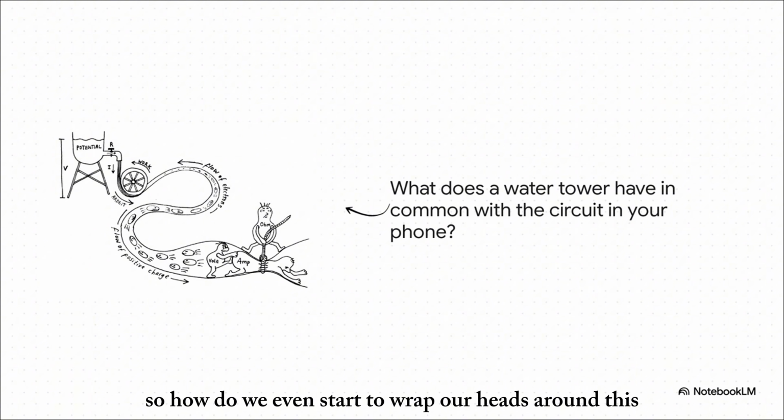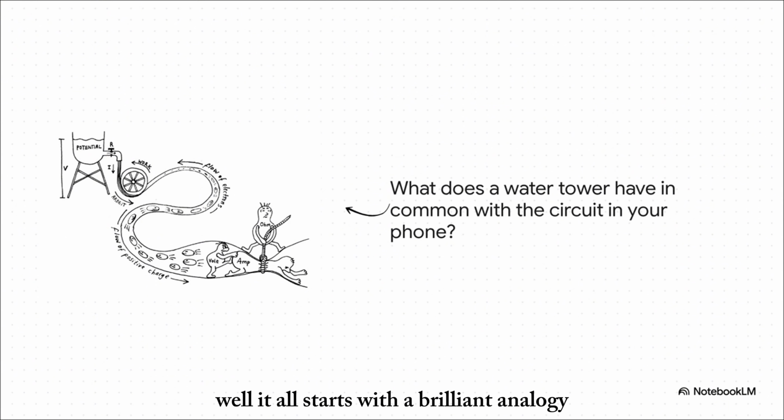So how do we even start to wrap our heads around this? Well, it all starts with a brilliant analogy. Think of electricity like water. The voltage? That's the water pressure from the tower. The current? That's how fast the water is actually flowing. And resistance? Well, that's like pinching the hose. You know, more pressure means more flow. A tighter pinch means less flow.